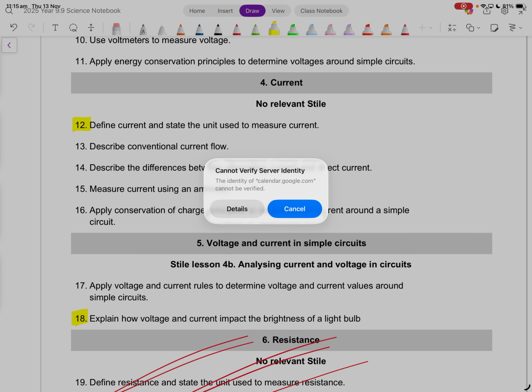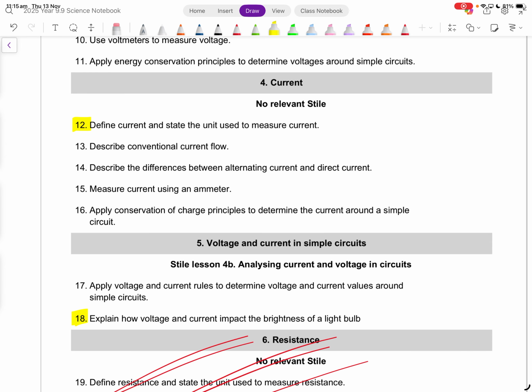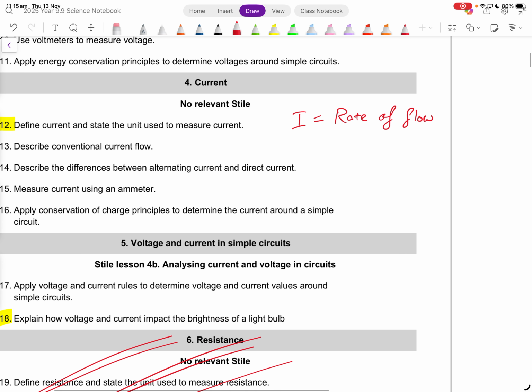So to start us off, what is current? Can anyone tell me what current is? Yes? Your rate of flow of charge. Great, okay. So our current here is the rate of flow of charge. Now, charge here, can anyone give me an example? What do I mean by charge? What's the most common thing that we speak about? Yes? Electrons. Tick. Okay, so e.g. our electrons.